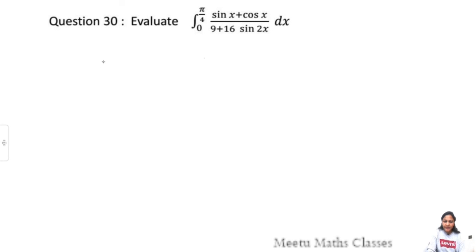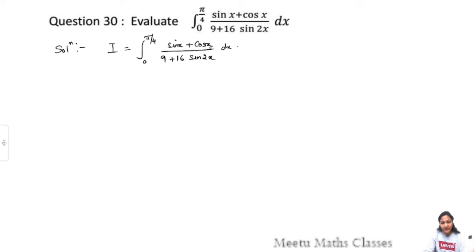Our next question is question number 30, that is evaluate integral 0 to pi by 4 sine x plus cos x upon 9 plus 16 sine 2x dx. Now to evaluate this integral, let I is equals to 0 to pi by 4 sine x plus cos x upon 9 plus 16 sine 2x dx. We can observe that in the numerator we have the derivative of sine x minus cos x. So we can change our denominator as a function of sin x minus cos x by adding or subtracting 1 with sin 2x.